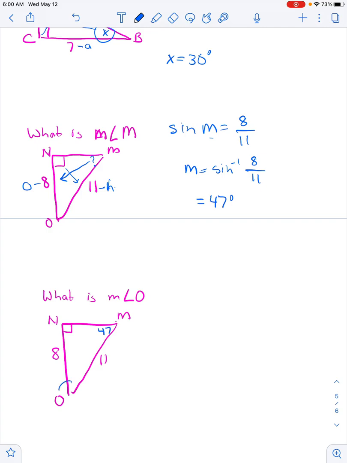Okay, so you could do it this way, you could do O. We want to find the measure of O. So from O, this side is next to it. This is still my hypotenuse. So we could do adjacent over hypotenuse, which is cosine. So I could just say cosine of angle O is equal to the adjacent side, 8 over 11. So again, I need to find the angle, so I have to do the inverse. So angle O is equal to the inverse cosine of 8 divided by 11.